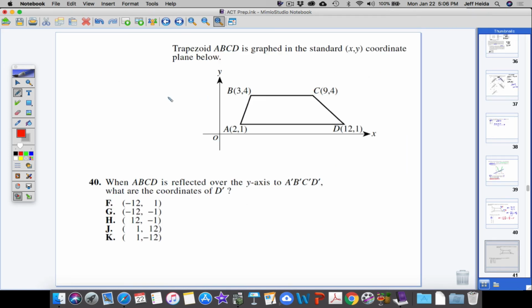Problem 40. When trapezoid ABCD is reflected over the y-axis, so it's reflected over here, what are the coordinates of D prime? Well, all you have to do is take D and reflect it across the y-axis over here to D prime. And if you remember, when you reflect across the y-axis, y remains the same, and x just becomes negative. You have to be the same distance from the y-axis, which is 12. You're just negative. So it's negative 12, 1.